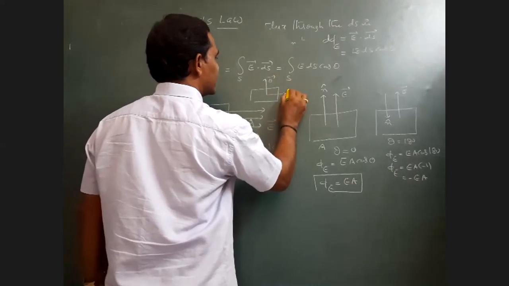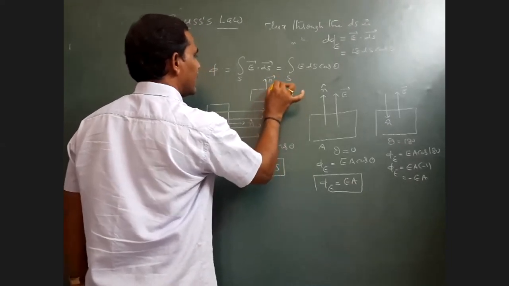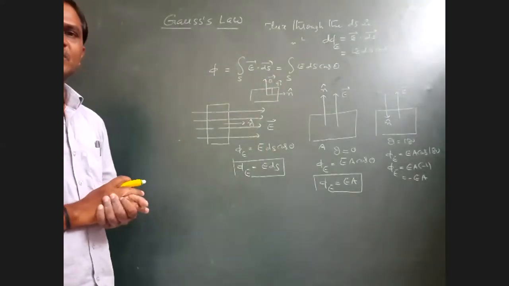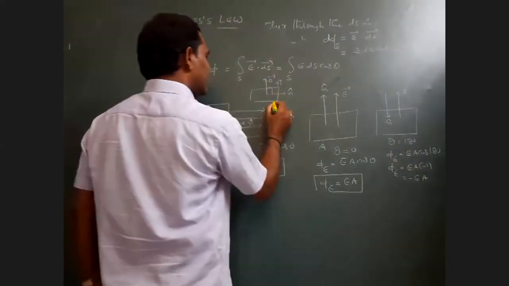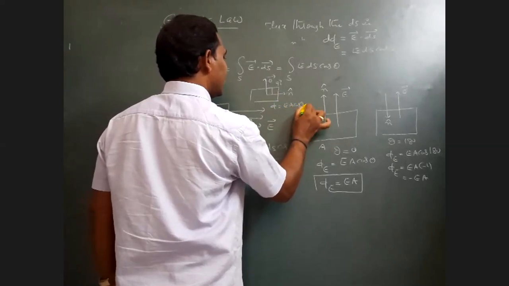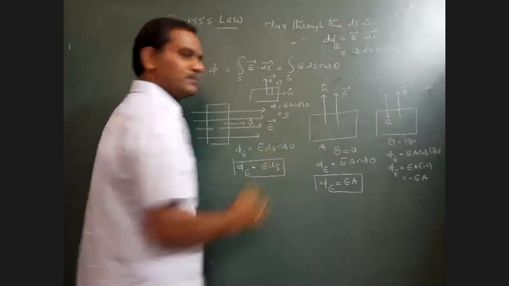Suppose the area element, this one, the E bar direction, the field strength direction, is like this, and the n cap direction is like this. The angle between n cap and E bar is 90 degrees. So then the flux phi is equal to E A cos 90, that equals 0.